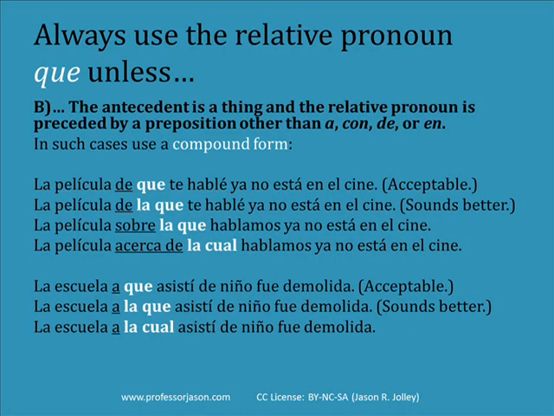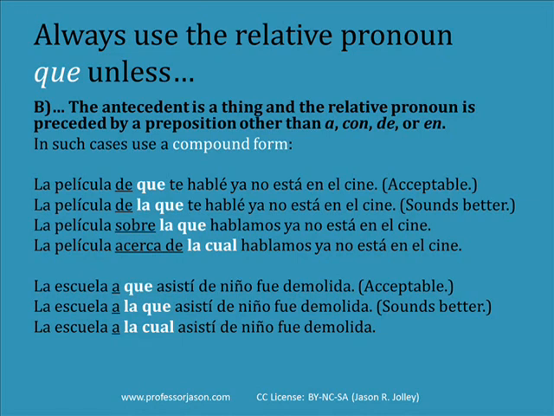However, if we're talking about things and some preposition other than a one-syllable preposition like these listed is being used, then we need to use the compound forms el cual, la cual, los cuales, el que, la que, los que, etc., as the examples illustrate. So the first example in each group shows the use of que with a one-syllable preposition. "La película de que te hablé ya no está en el cine," which is acceptable. Or I could use a long form. "La película de la que te hablé ya no está en el cine."